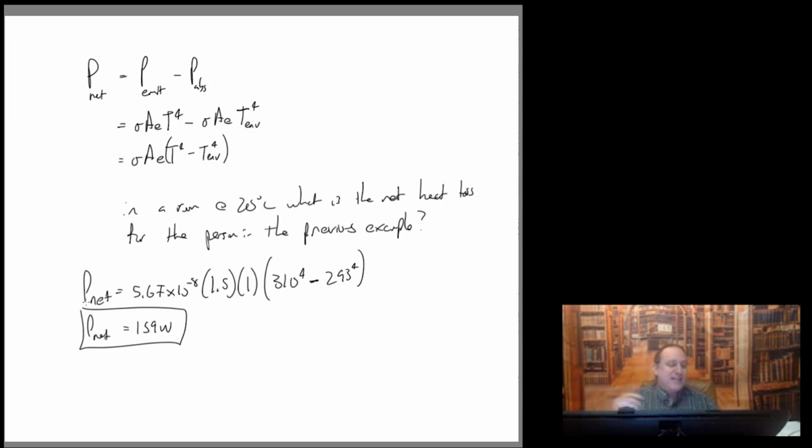Okay, so that's actually what's happening. And the closer our environment's temperature gets to our own temperature, the less this net heat loss becomes. So if we're in an environment that's 37 degrees C, then we're not losing or gaining energy. It's just a wash with respect to radiation.